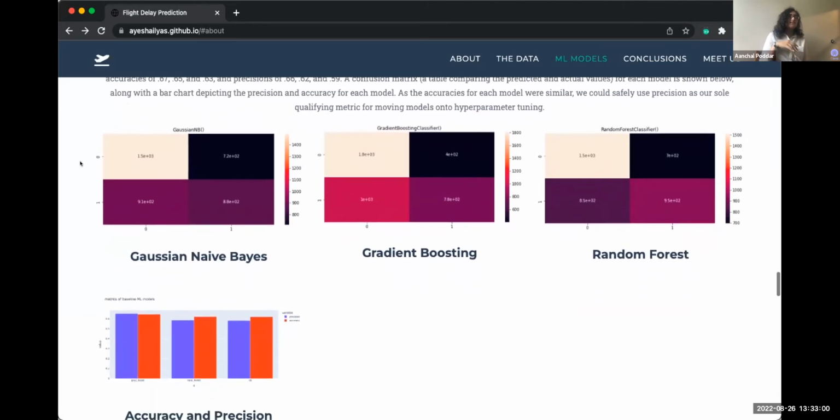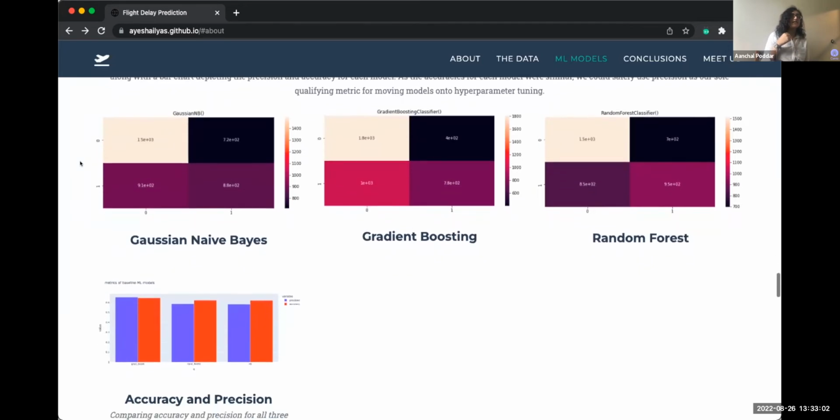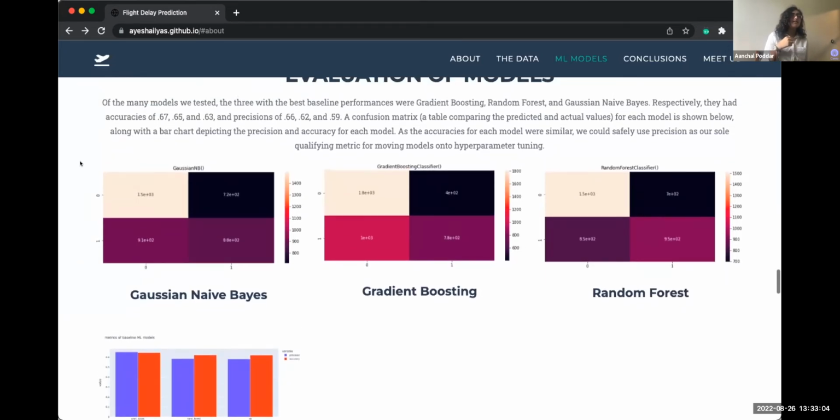The gradient boosting model had an accuracy of 0.67 and a precision of 0.66. The random forest model had an accuracy of 0.65 and a precision of 0.62, and Gaussian naive Bayes had an accuracy of 0.63 and a precision of 0.59.